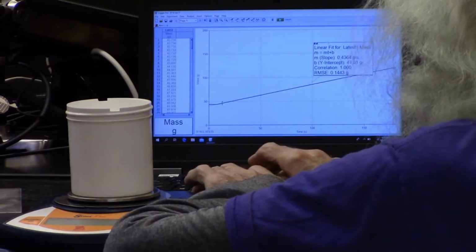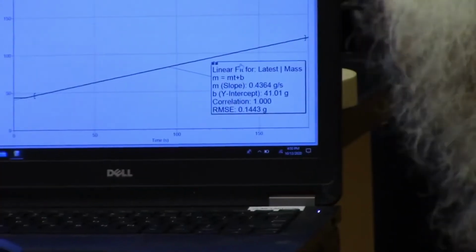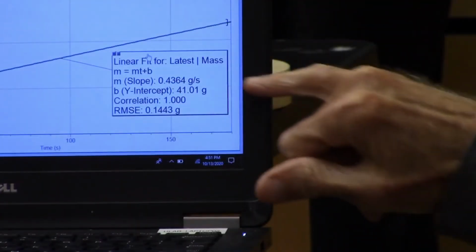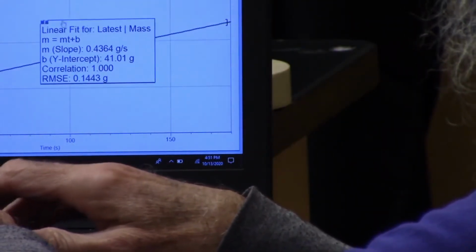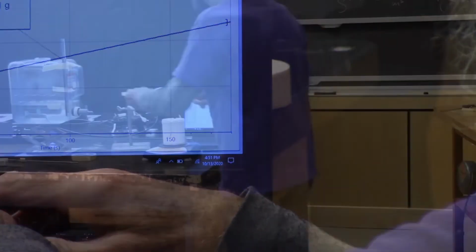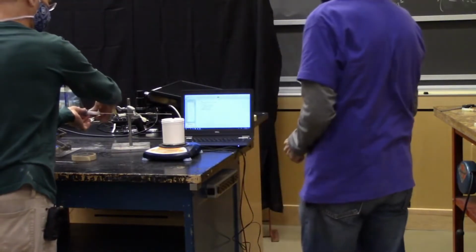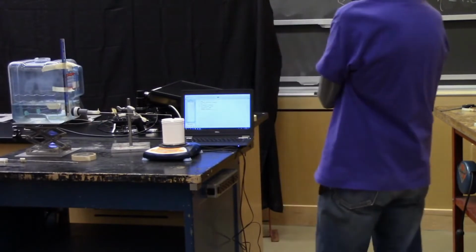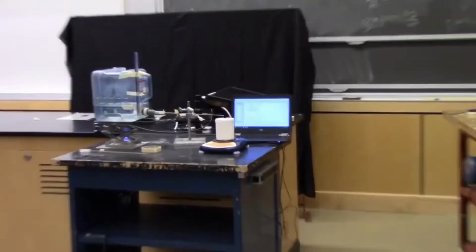Okay, so we can measure the slope and then put on the smaller diameter tube. Let me just zoom in for a sec. Okay, so that was the result. Yep, oh yeah. 0.4364 grams per second. And this next one will be low, right? Oh, it's going to be a lot lower. Here it's running. It's running? Okay, here we go. Here we go. Yeah, it drips so slowly.